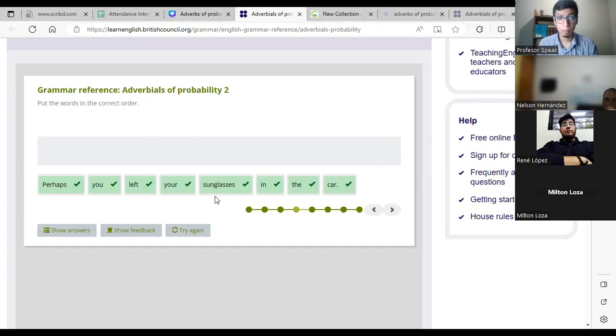Perhaps, what could be the meaning, like context? Because I will say maybe you left your sunglasses in the car, but perhaps is very weird for me, a very weird word. So it could be a Milton. So that means that you don't use it that very often, right? Definitely.